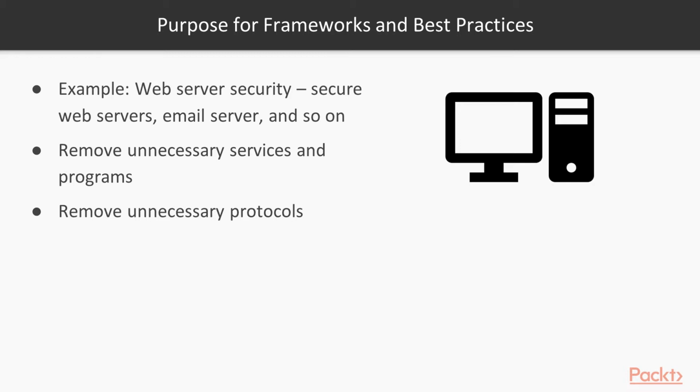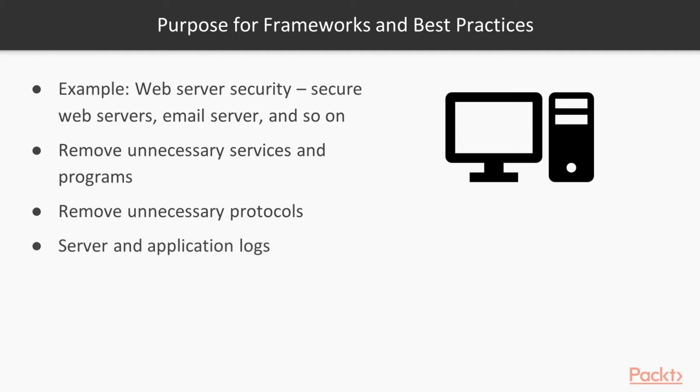Third is remove unnecessary protocols. Unnecessary ports or protocols working on the web server should be closed immediately. For example, if port number 21, which is FTP, is open and you are not using FTP, you can simply block port 21, so the attacker cannot enter the system using port 21, got it? That's how you can block unneeded services and protocols inside your server.